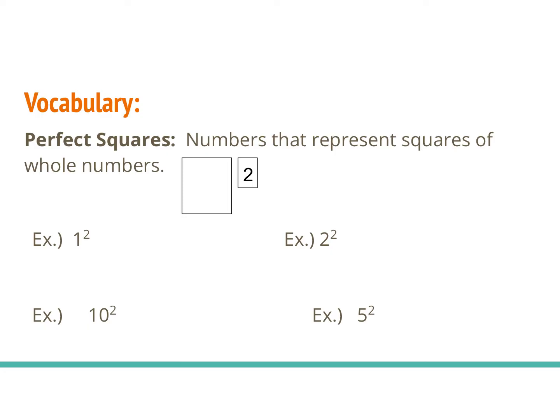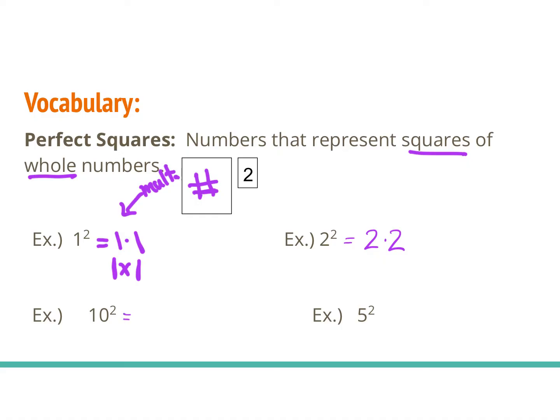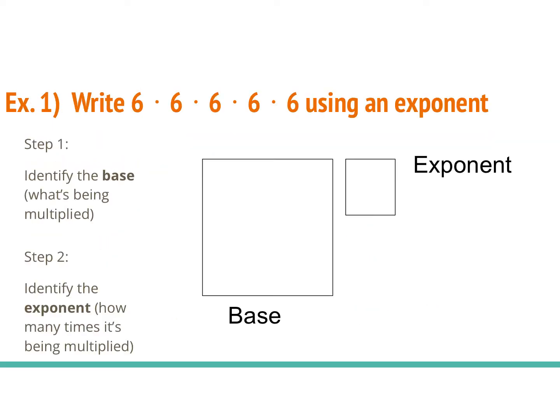Perfect squares are numbers that represent the squares of whole numbers. So it's basically a number to the second power. These are all perfect squares. 1 to the second power just means 1 times 1. Remember, the dot means multiplication. Then the next one is 2 squared, which means 2 times 2. This means I have 2 10s, so 10 times 10. And this one would be 5 times 5. Okay, let's go to the next slide.